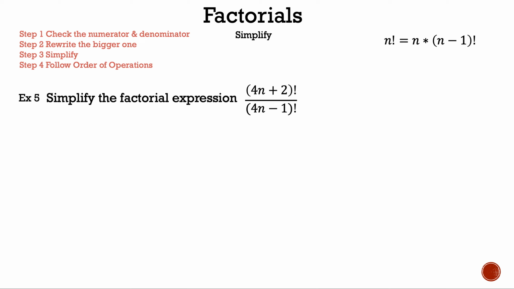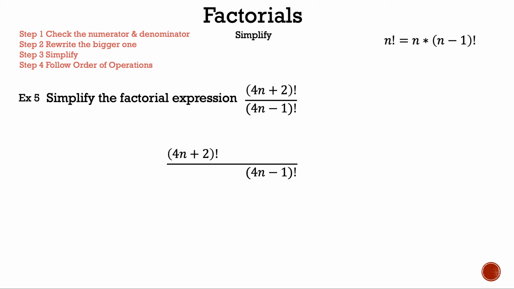Let's read the question. Simplify the factorial expression, the quantity of 4n plus 2 factorial over the quantity of 4n minus 1 factorial. Let's write down the factorial expression so we can show our work. We need to use definition 2 to break down the quantity of 4n plus 2 factorial until we have the quantity of 4n minus 1 factorial in the numerator.